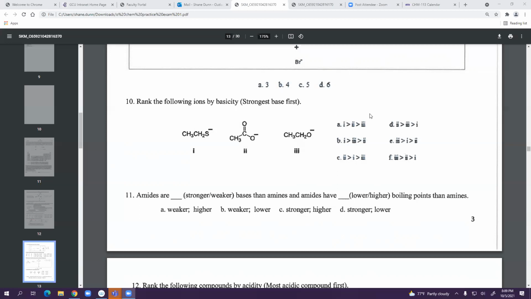SP hybridization. Good. So which one has resonance? 2. That should be your strongest acid, right? Does that make sense? That should be a strong acid. If that's a strong acid, what base is it? It's a weak base. So 2 is going to be your weakest base because it's the strongest acid up there.